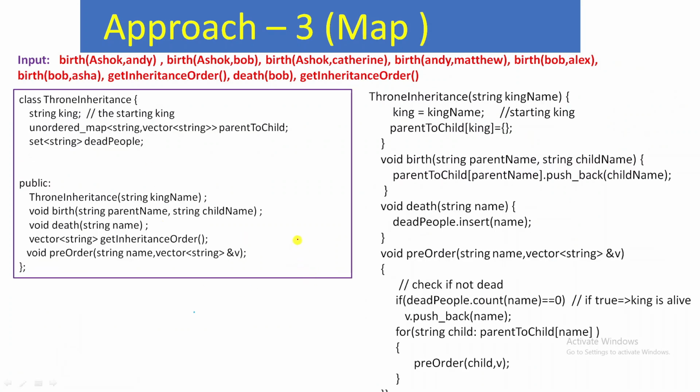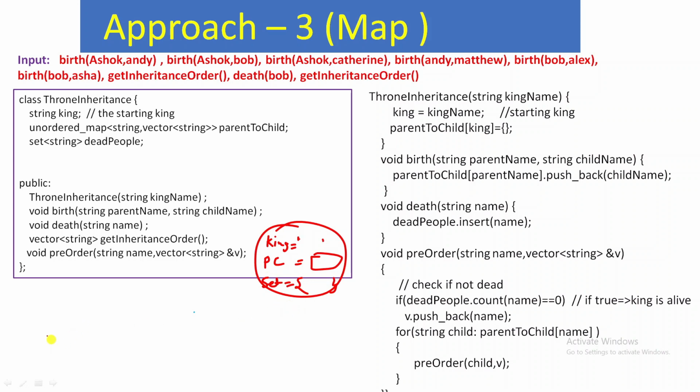So in this implementation we will only have one object, the throne inheritance. Inside the throne inheritance we will have the name of the king that we can set. Then we will have a map, parent to child, I'm just writing pc for the parent to child map, and then there will be a set, the set of the dead people.